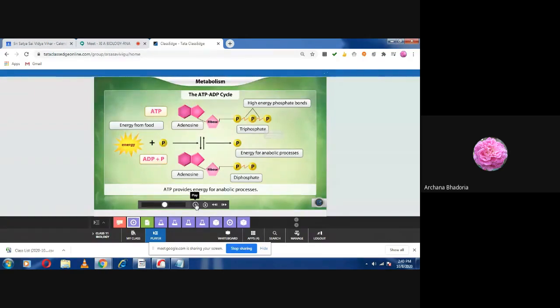So ATP provides energy for anabolic processes. All your synthesis processes in the living organism will require energy, and that energy will be provided by the ATP molecule. And how it will be provided? By the breakdown of the third phosphate. The bond when it breaks, it is the high energy phosphate bond. When it breaks, energy will be released, and when that bond is formed, that is ADP combined with the phosphate to form the ATP, energy will be needed.